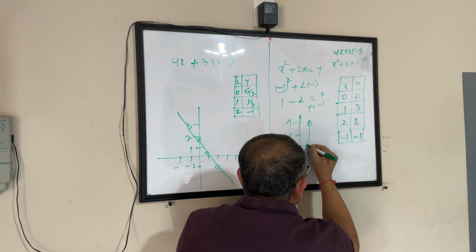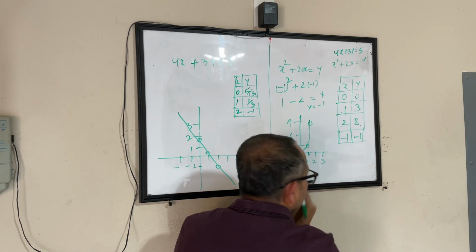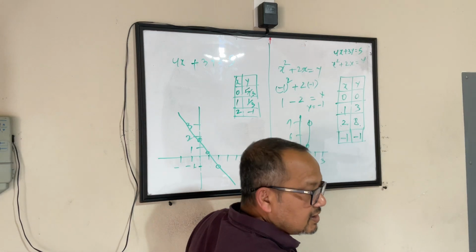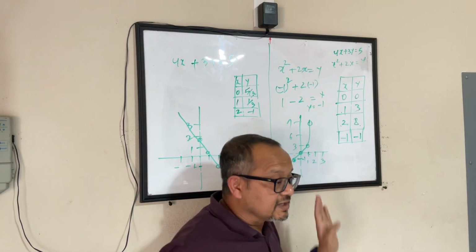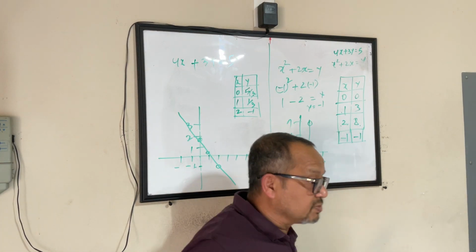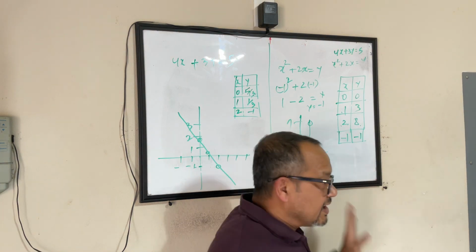Now if you join this, it becomes a parabola. So it is not a straight line. It's a parabola, hyperbola, superbola, I don't care. It's a curve. It's not a straight line.